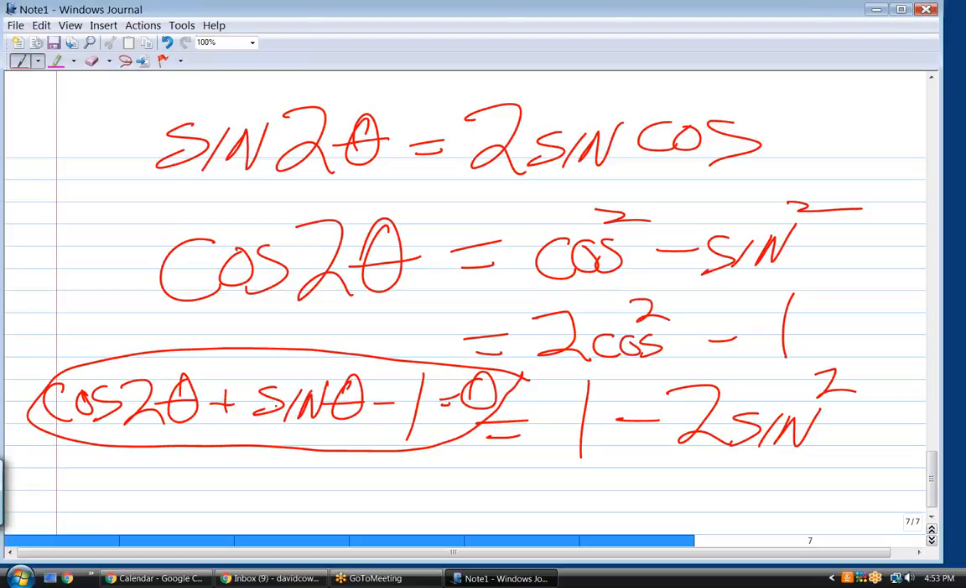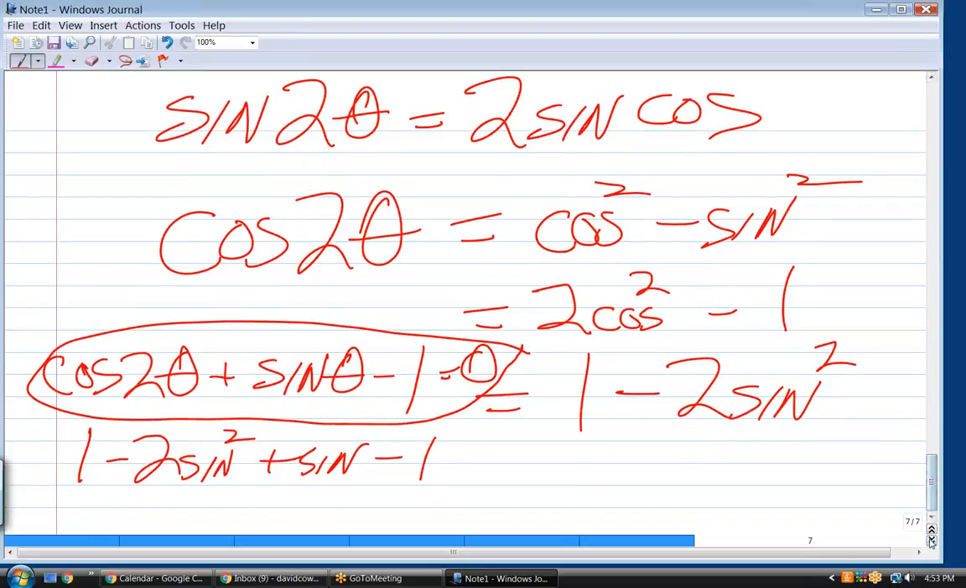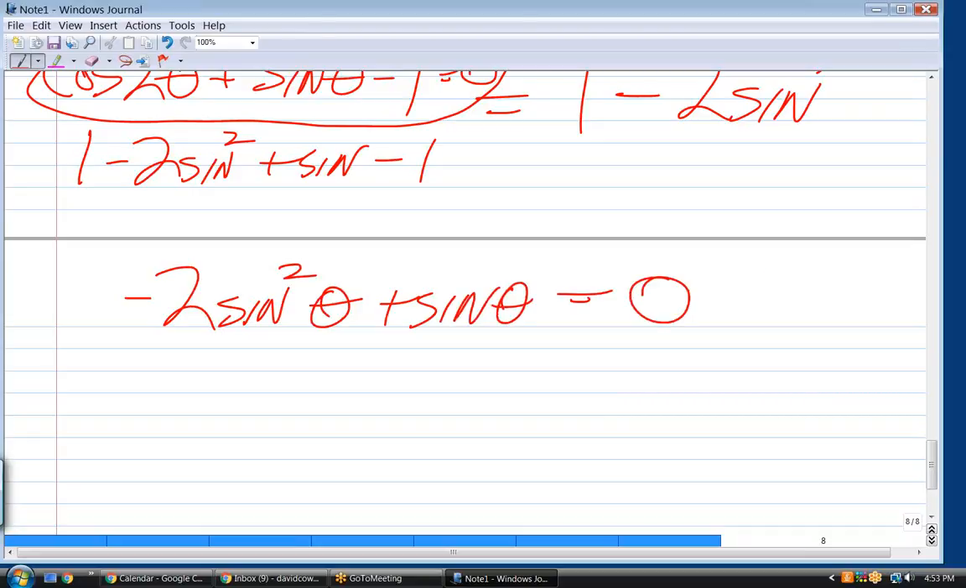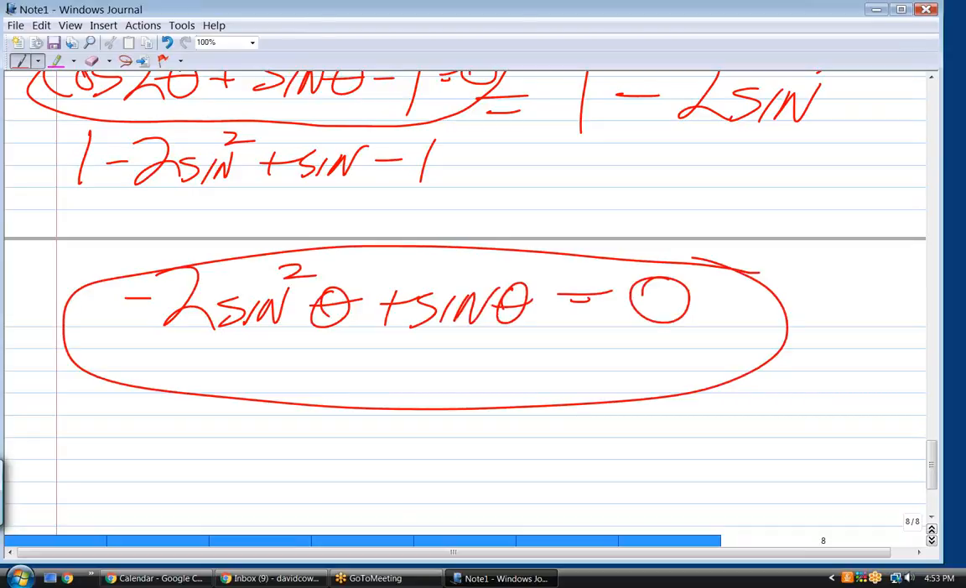And it turns it into a quadratic. Notice what I get: 1 minus 2 sine squared plus sine minus 1. Well, that becomes minus 2 sine squared theta plus sine theta equals 0. I can solve that because everything's in sine. Everything's the same. And that's a quadratic.